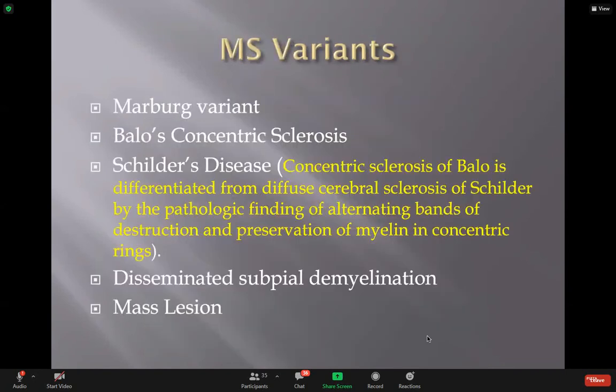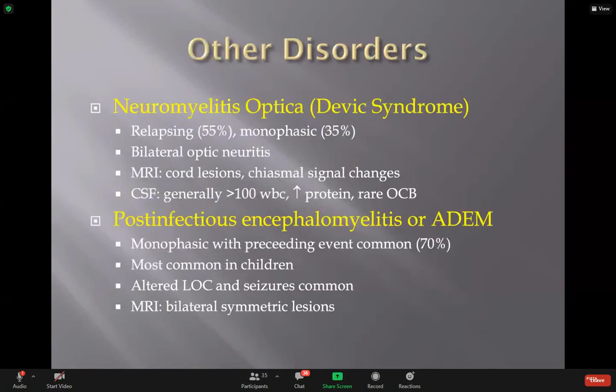These are some additional variants of MS. Sometimes called the Marburg variant, Baló's concentric sclerosis, and Schilder's disease. Okay, Marburg usually has large lesions that almost look like a tumor sometimes. These are rare manifestations. All right, some other disorders that are important to consider. Neuromyelitis optica. Okay, this is important to consider because the treatment is different. Same thing with post-infectious encephalomyelitis.